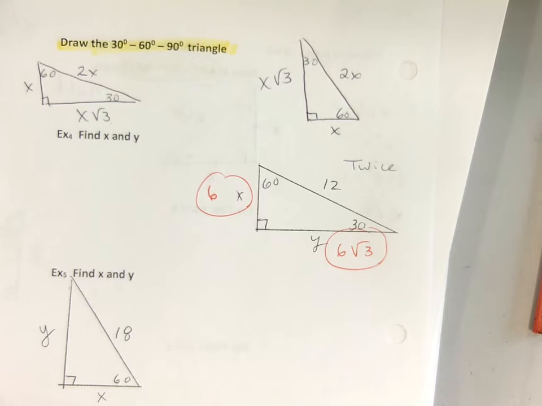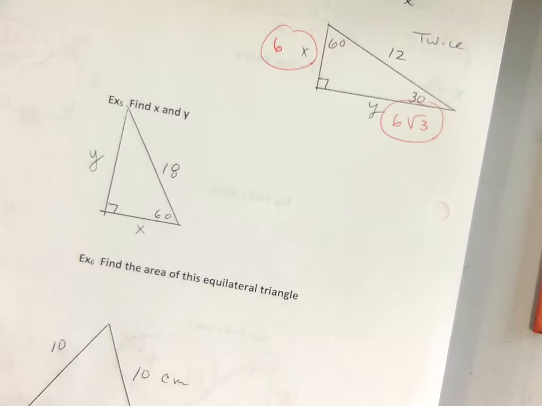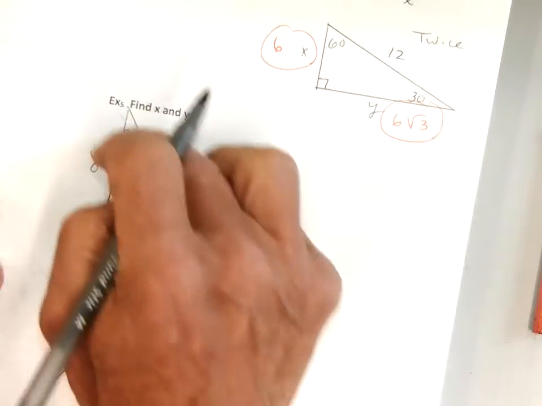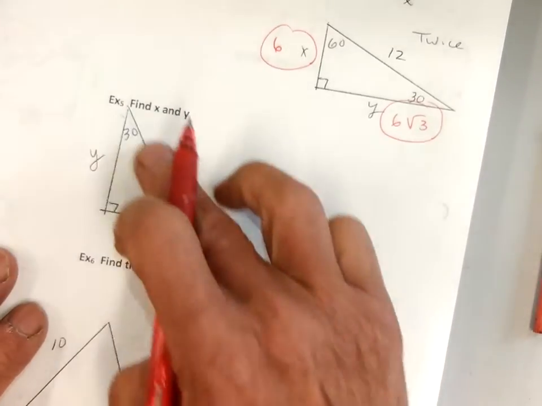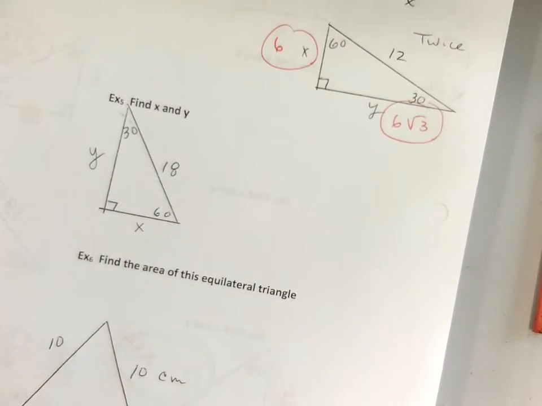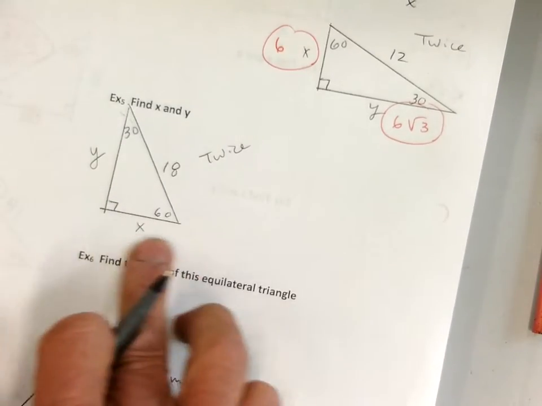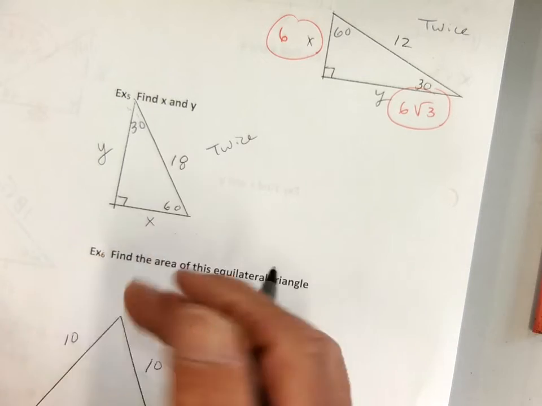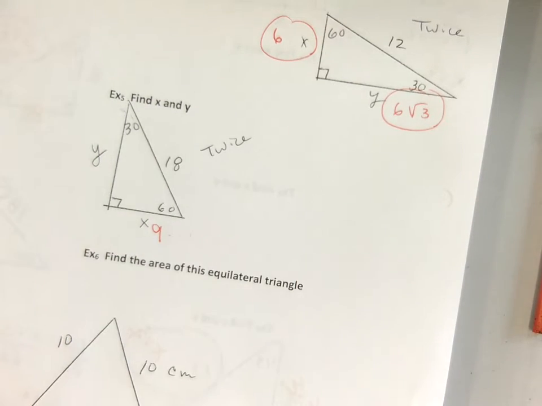All right, example 5 is the same exact problem except it's just standing up. It's not laying flat. So then I do know that if this is 60 degrees, this is going to have to be 30 because these two acute angles have to add up to 90. And here it is, 18. The 18 is twice as long as this side. So if this is 18, it's got to be 9, right? It's that easy. This side's got to be 9. And instead of doing Pythagorean's theorem, it's just faster.